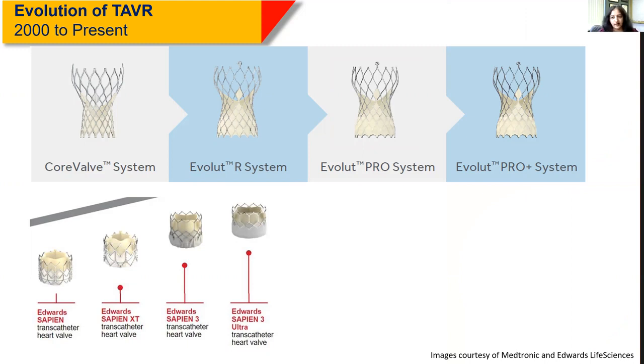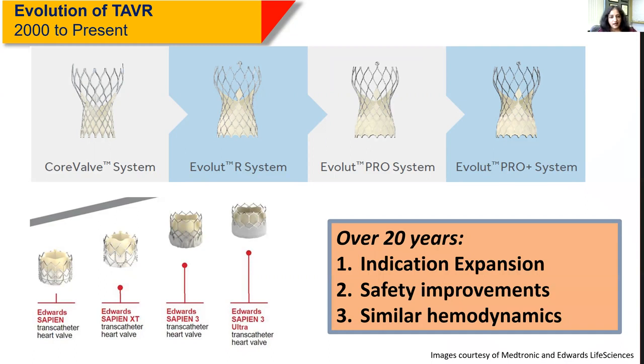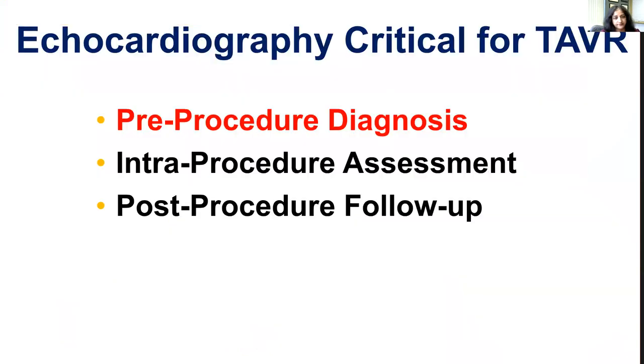The 2 most common platforms are the self-expandable valves, the CoreValve to Evolut Pro system, and then the balloon expandable valves, the Edwards Sapien systems. Both use a combination of stent that expands into the aortic valve, pushes aside the calcified aortic leaflets, and then the calcium from those leaflets will then embed into the stent, holding the TAVR stent in place. Over the last 20 years, we've seen indication expansion to where TAVR is now indicated in all levels of surgical risk, safety improvements, and yet still very similar hemodynamics, if not better than surgical valves.